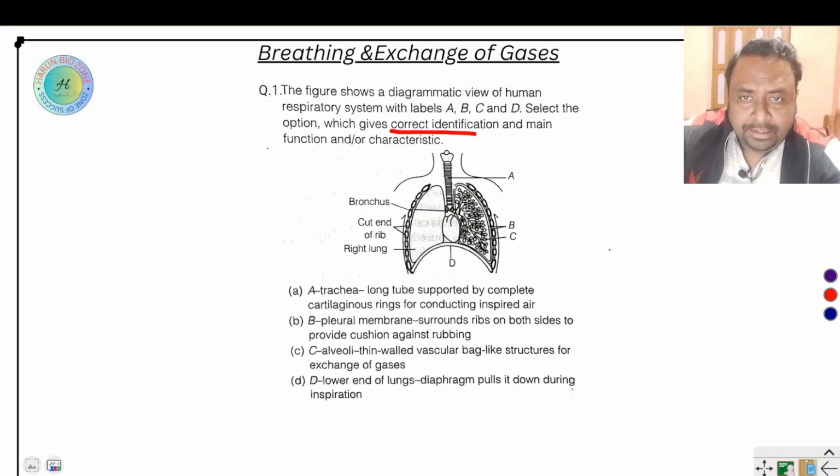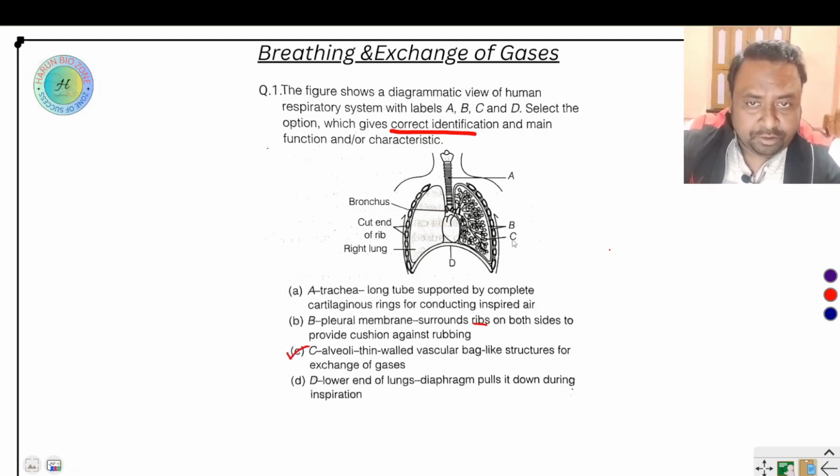A means trachea, a long tube supported by complete cartilage ring for conducting inspired air. B, pleural membrane surrounds ribs on both sides to provide cushion against rubbing. C, alveoli, thin-walled vascular bag-like structure for exchange of gases. D, lower end of lungs, diaphragm pulls it down during inspiration. So here the right option is C.